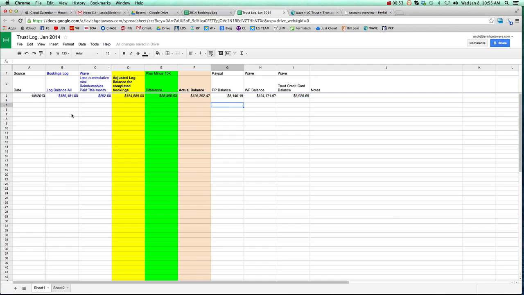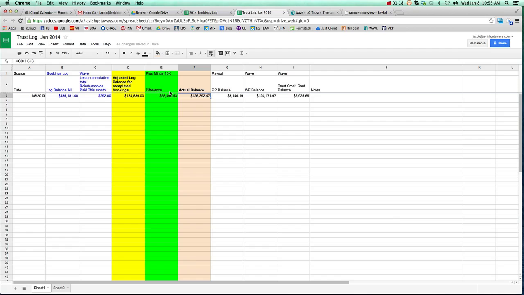What that does, it gives you two numbers. Over here, you have what's called the adjusted balance for the bookings log. That's how much money we technically should have in our bank account. And then over here, we have how much money is actually in our bank account when we factor out the credit card transactions and we factor in the PayPal money. Okay, so that tells us what the difference is. So this is how much is missing technically from our account.